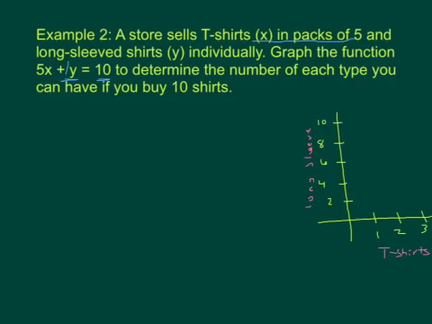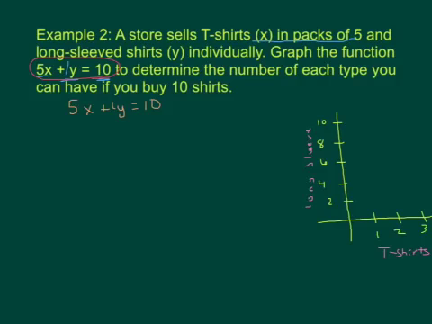So if you buy 1 pack, that means you get 5 t-shirts, 5 times 1. If you buy 2 packs or 2 x's, that would be 10 t-shirts because you would do 2 times the 5. So they're giving us what this function looks like ahead of time, what this equation is to use, and now we just need to put this into a function table.